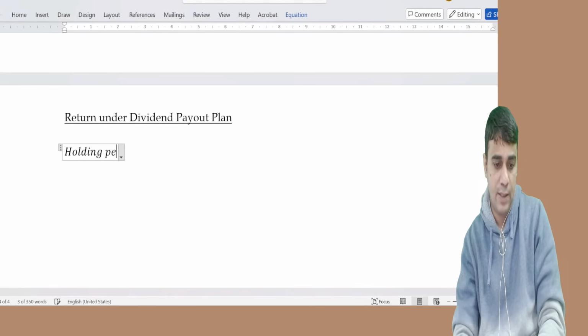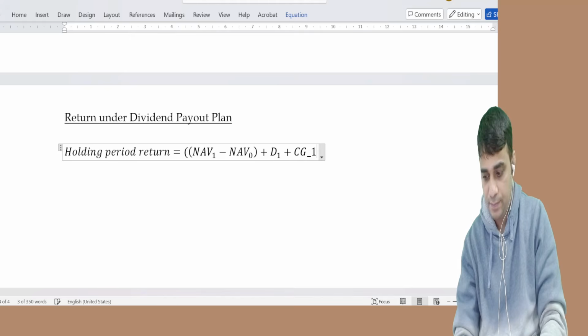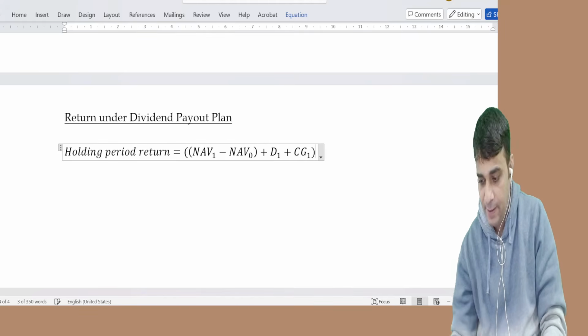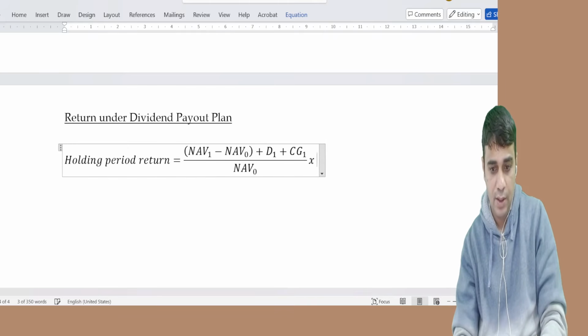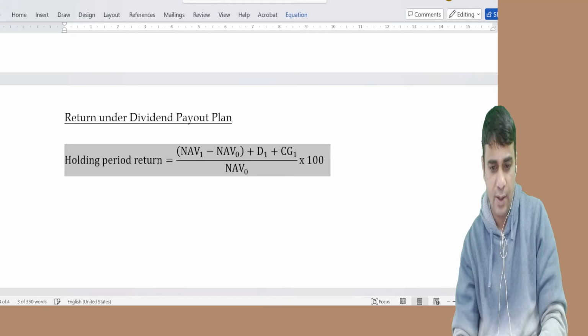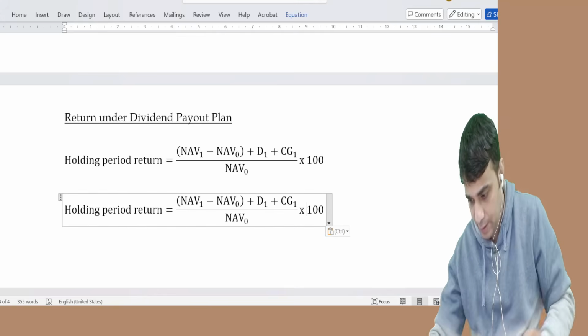Holding period return is equal to NAV 1 minus NAV 0 plus D1 plus CG1, divided by NAV 0, into 100. I've got the answer in live online. Let's complete it here also. Into 100.